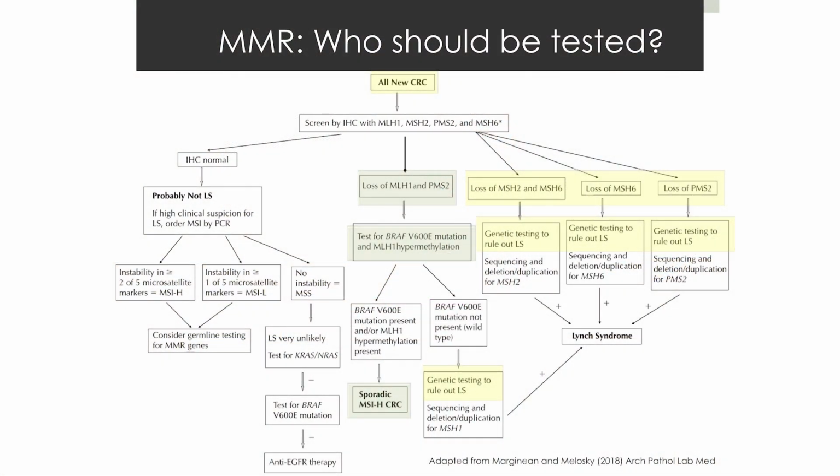Who's tested? Essentially all new patients with colorectal cancer are tested for mismatch repair. If you have loss of MLH1 and PMS2, which are the most common proteins that are lost, then we test for BRAF mutation and hypermethylation, because if you have those, then it's more likely associated with a somatic mutation. If these are negative, then you follow up with genetic testing for Lynch syndrome. And if you've lost any of the other 3 proteins or combination of those proteins, then the next step is to test for Lynch syndrome, because these are more commonly associated with germline mutations.